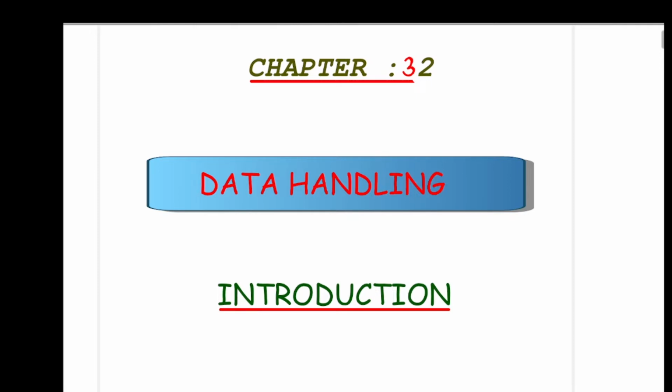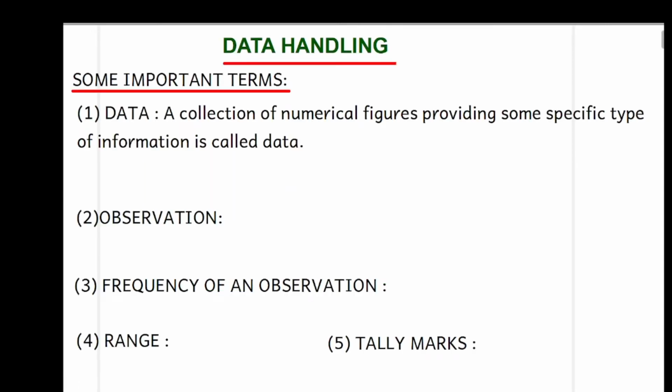Today we are going to introduce a new chapter of class 7 NCERT chapter 3, which is data handling. And today only the introduction part I am going to explain. So let's start data handling. Now data means information, handling means arrange.